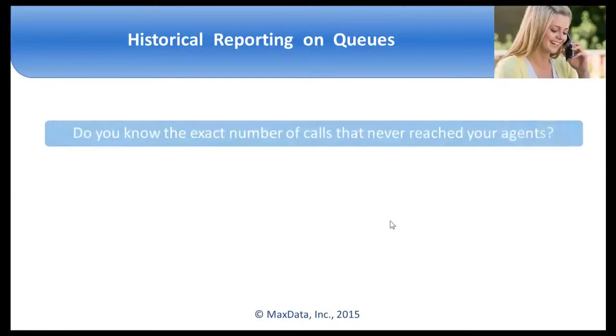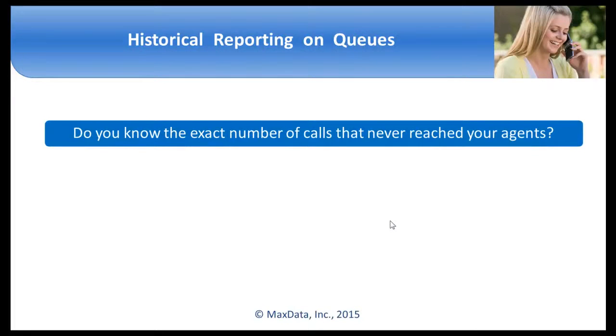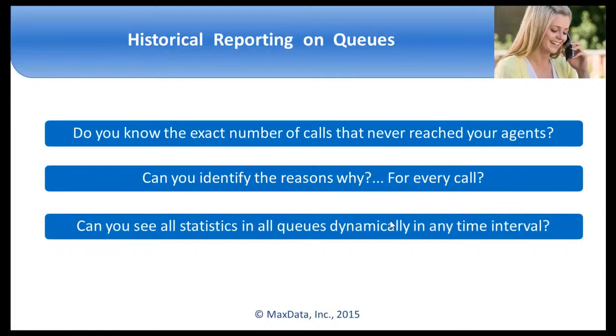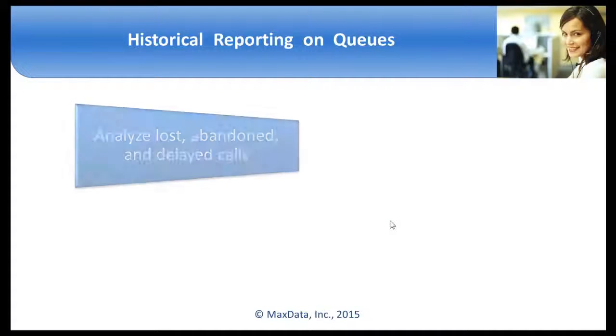Do you know the exact number of calls that never reach your agents? Can you identify the reasons why, for every call if needed? Can you see all statistics on virtual and ACD queues dynamically in any time interval?